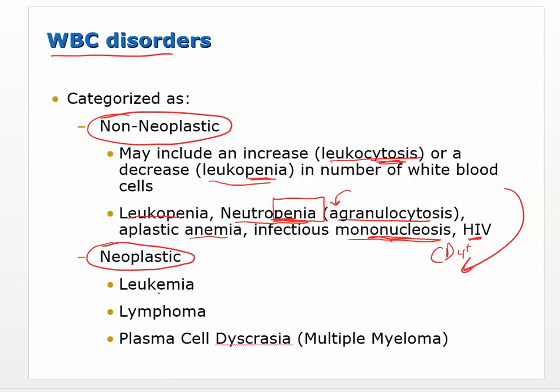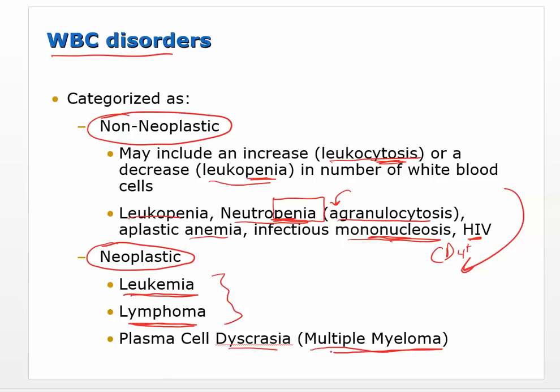Okay, let's see. And then the neoplasms. So neoplastic white blood cell disorders could be leukemia, so we'll talk about that, and then lymphoma. I think many of us have heard leukemia, lymphoma, and we know it's not good, and we maybe even know that it's some kind of blood cancer, but we need to get into the details of exactly what they are.